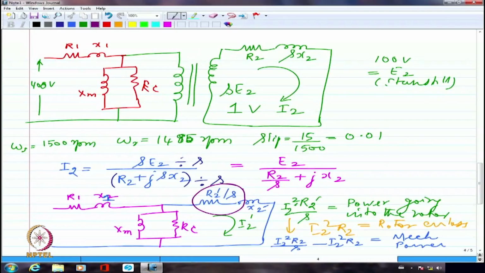Slip is 0.01 or 0.02. So 100 divided by 0.02 is the total power that I have given the rotor circuit, out of which only 100 watts I have dissipated. What happens to the rest of the power? The rest of the power is the one which is going towards rotating the mechanism completely. Otherwise, where is the power coming from?